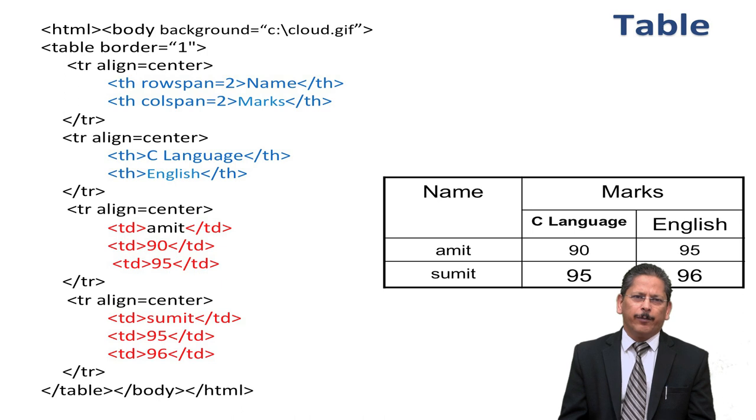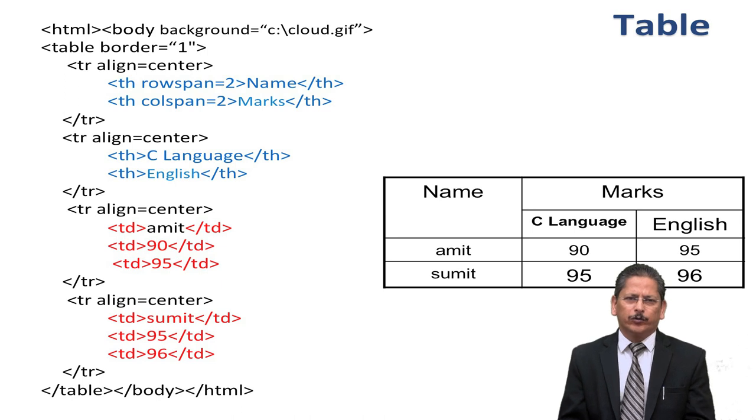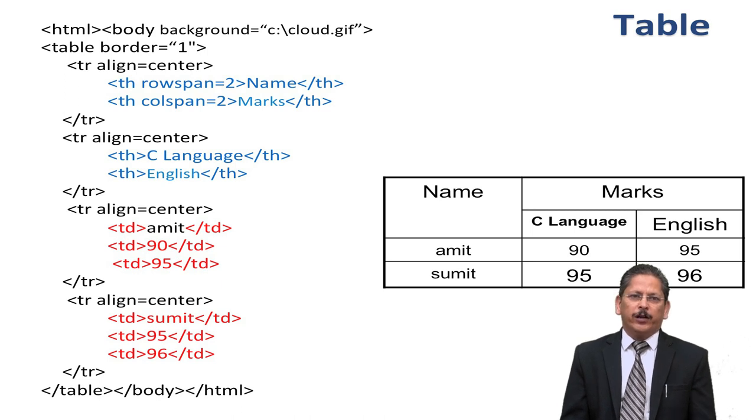In this example we start with HTML, then body background cloud.gif. When the output is displayed, the cloud.gif image will be in the background of this file. Then we start the table, with table border equals 1; it may be 2, 3, or 4. Here we are writing table border 1, then tr align.